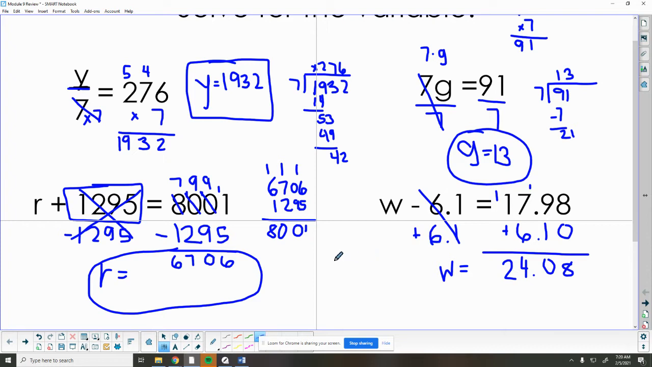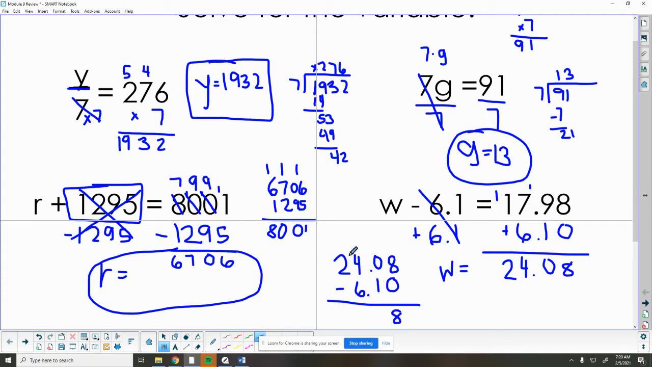So I'm going to plug in w, 24.08, and subtract 6. Oops, I did not line up my decimal there. Subtract 6.1. So notice my decimals are lined up. My ones are lined up. My tenths are lined up. So here's 0 here. 8 minus 0 is 8.